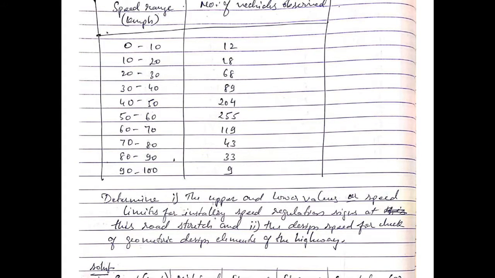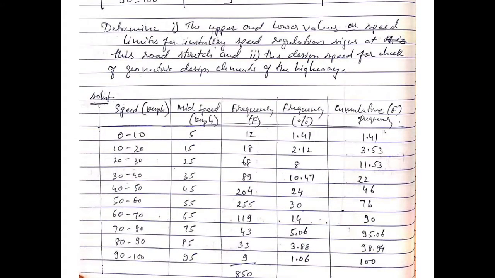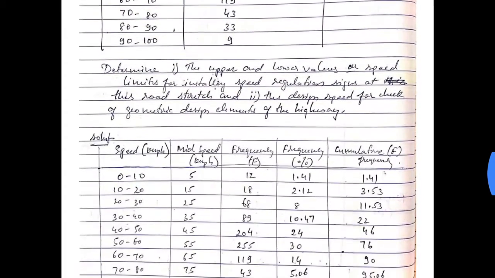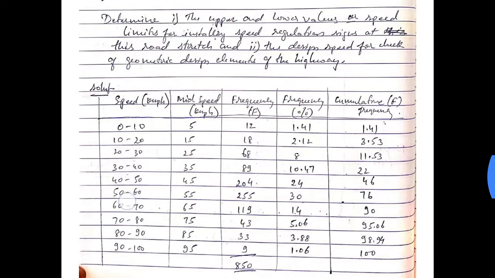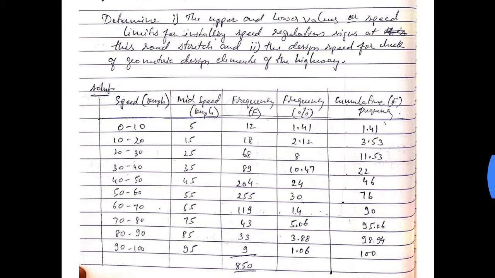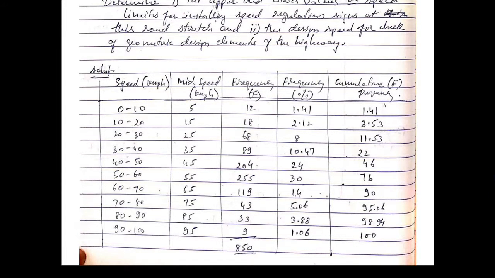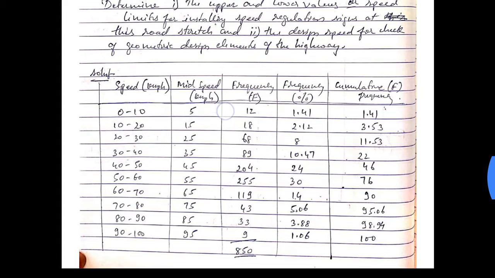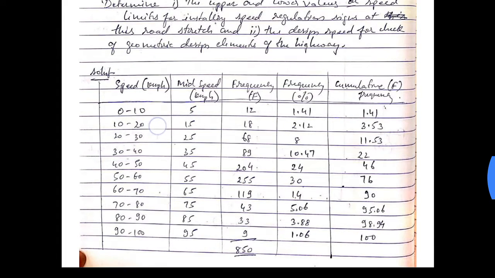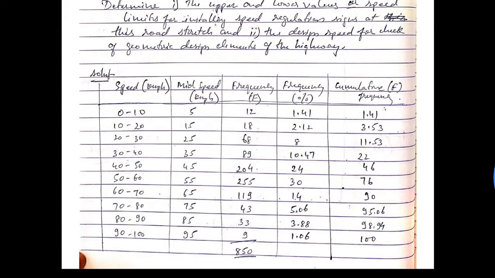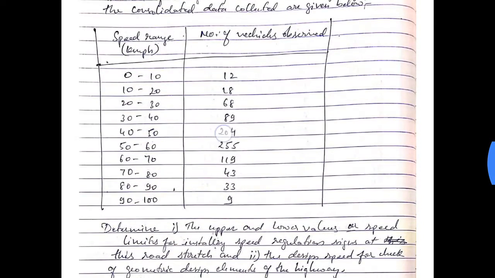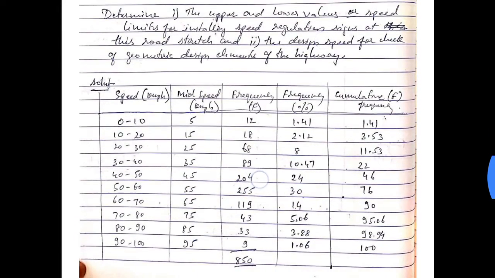In the solution, we have the speed ranges, so we write them down similarly. Now we can write down the mid speed. As shown in the previous problem, it is nothing but the average of this range. So 0 plus 10 divided by 2 is 5, 10 plus 20 divided by 2 is 15. Similarly you can do it for the rest. Then you have the frequency, which is given in the question itself, so you note it down here.